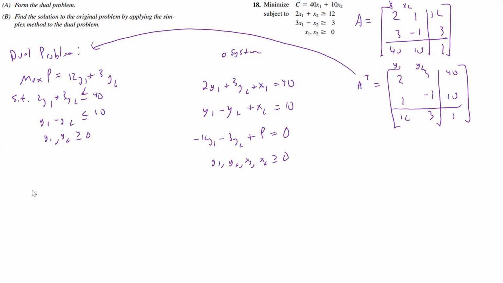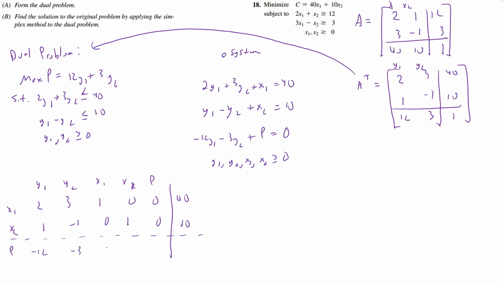So if we do, we're going to have y1, y2, x1, x2, P, then we'll have a line. And this is x1, x2, P. All right, so we have a 2, a 3, a 1, a 0, a 0, and a 40. And then we have a 1, a minus 1, a 0, a 1, a 0, and a 10. And then we have a minus 12, a minus 3, a 0, a 0, a 1, and a 0.